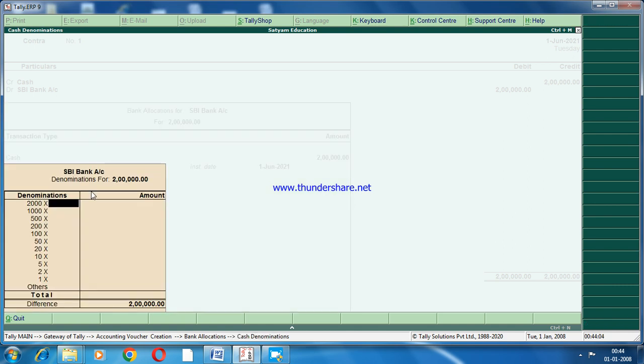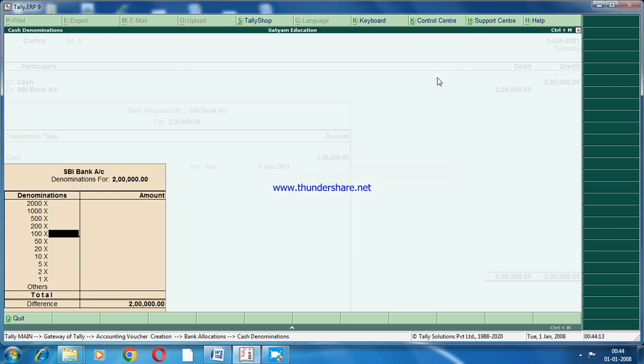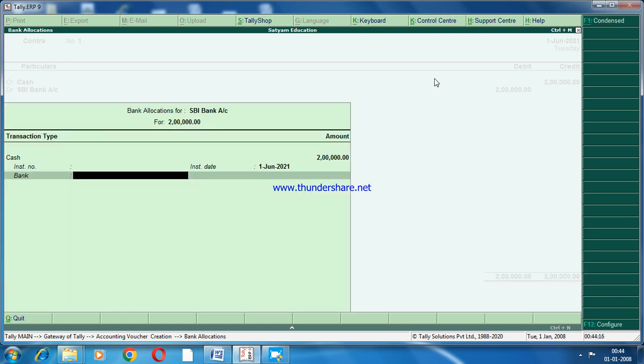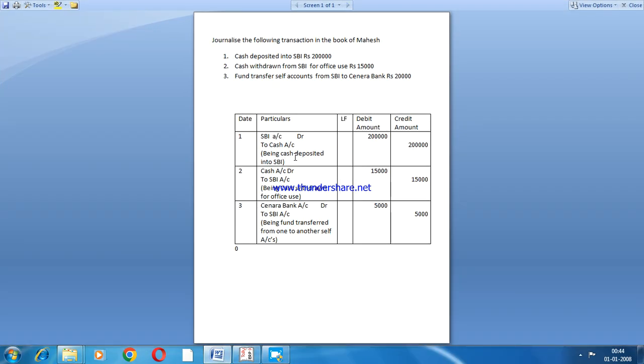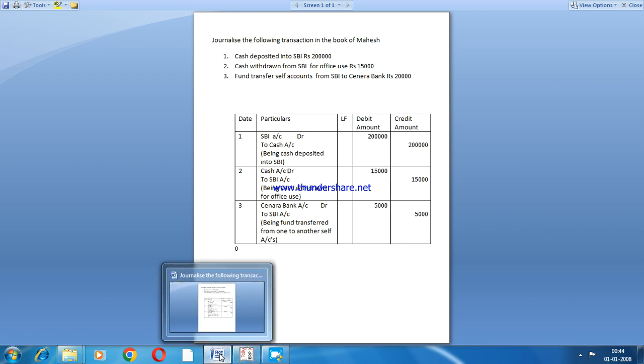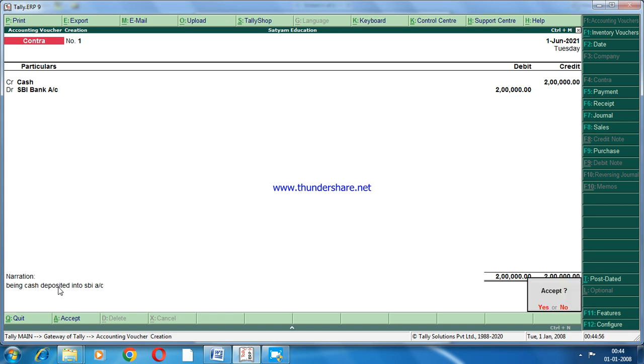Here you enter the details regarding the denomination of the currency. I will neglect it. And here write the narration. You know very well the narration is a brief explanatory note. Here we are depositing into SBI, so write the narration: being cash deposited into SBI account. Press the enter key. Now accept. Click on the yes button. The voucher is created.